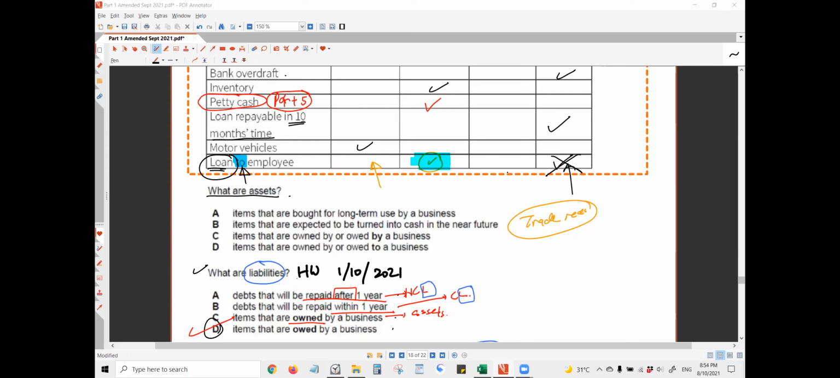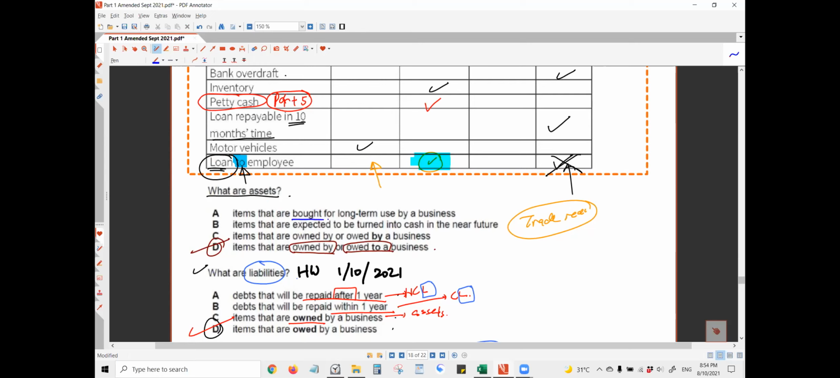Okay, the answer is D. Items that are owned by or owed to a business. That's the exact definition for assets. This is exactly the same as the one I showed you in the note section there. This is assets. Let's look at other options here. Why are they not the answers?